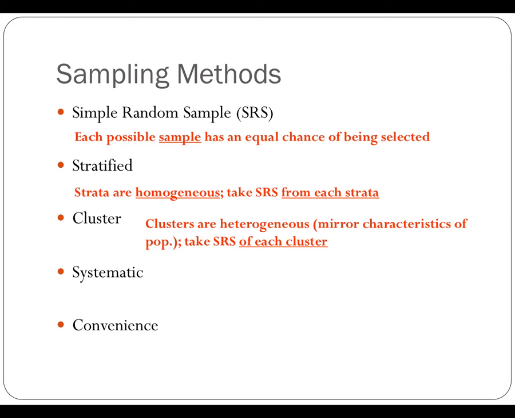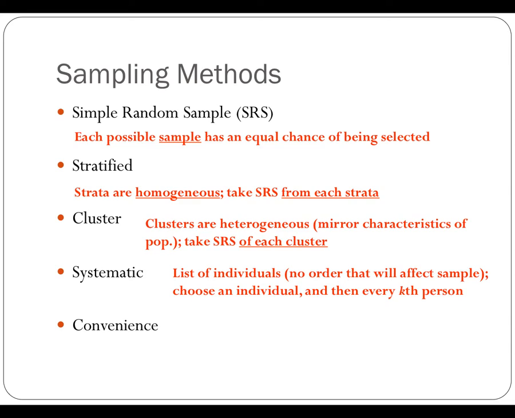Systematic, that's where you have the list and you choose every k person on the list. So maybe you choose every 7th person on the list. You have to have a list though that is not in an order that will affect whatever you're looking at. So let's say that I'm looking at number of hours that students work, and I have a list of students in alphabetical order. Is there reason to believe that alphabetical order has any relationship to the number of hours that you work?